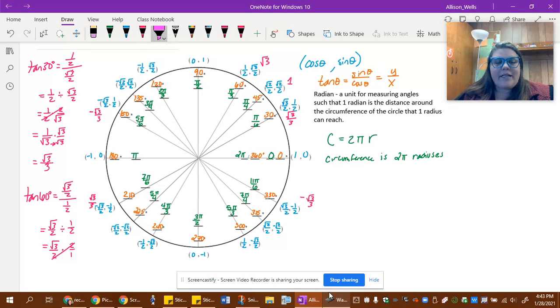Here's my next tip. Instead of thinking even that far, here's the shortest shortcut I know. When you look at the tangents across from each other, directly across the circle, they're the exact same.